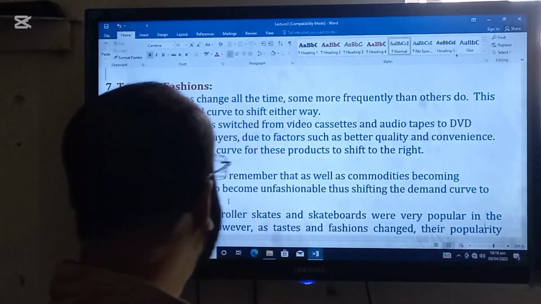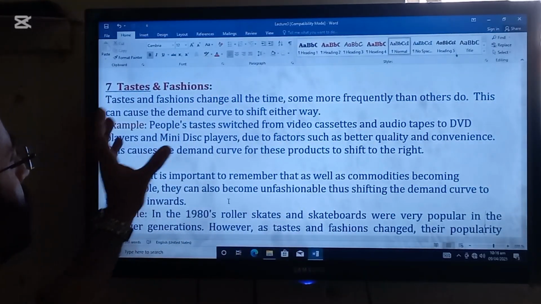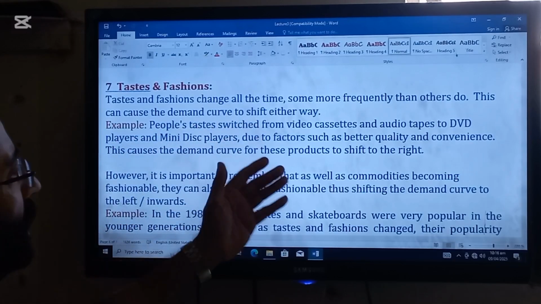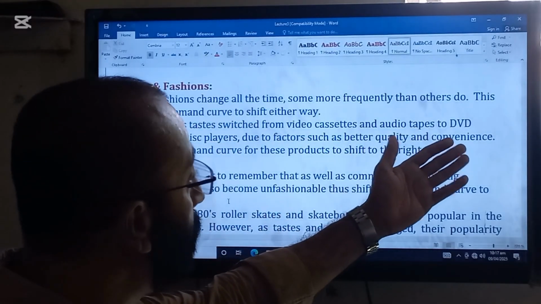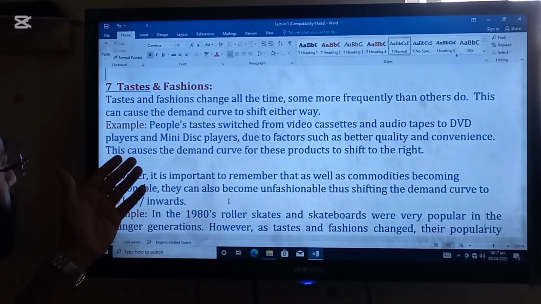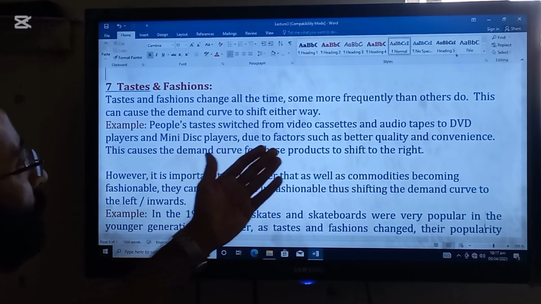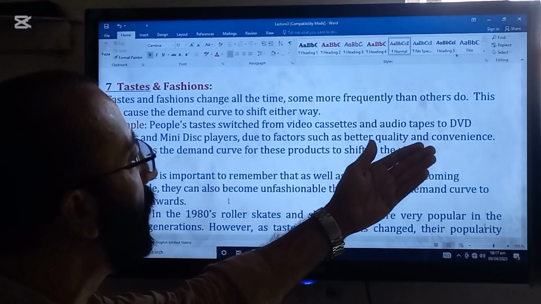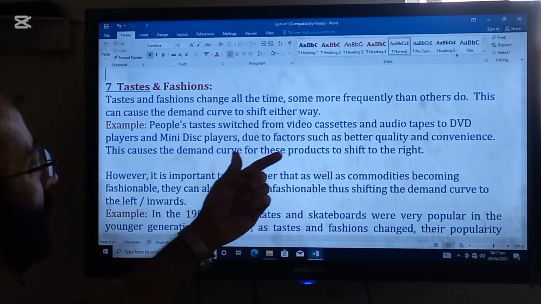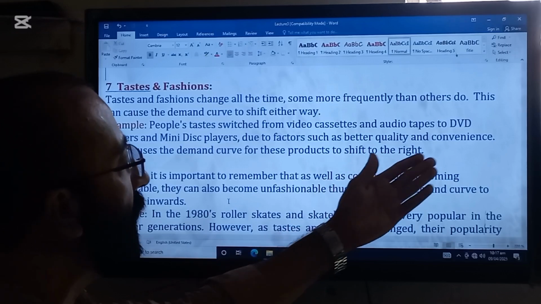The next point is the effect of taste and fashions on the demand. Taste and fashion change all the time, some more frequently than others. This can cause the demand curve to shift either way. For example, people's taste switched from video cassettes and audio tapes to DVD players and mini disc players due to factors such as better quality and convenience.